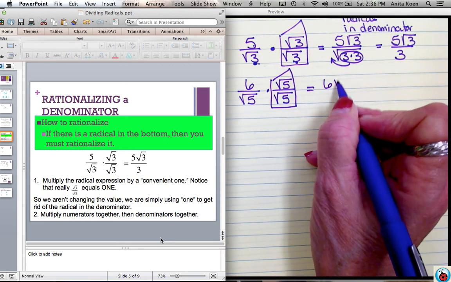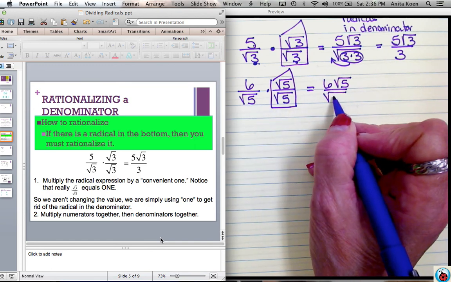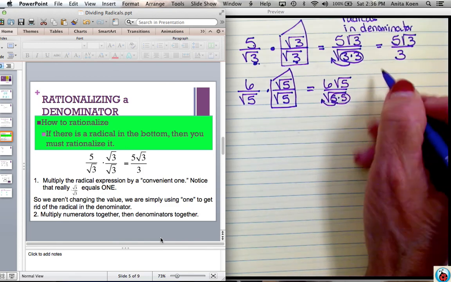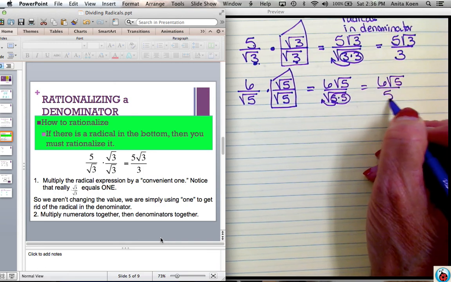So this is 6 square roots of 5 divided by the square root of 5 times 5, or 25. That's 2 5's under the house, so it gets to come out. So 6 square roots of 5 divided by 5.